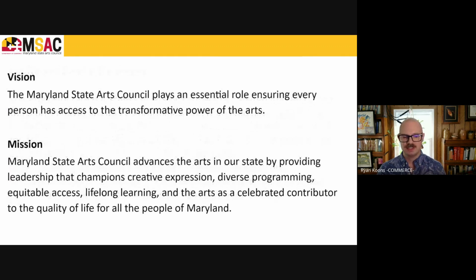Our vision is that MSAC plays an essential role ensuring every person has access to the transformative power of the arts. And our mission is that MSAC advances the arts in our state by providing leadership that champions creative expression, diverse programming, equitable access, lifelong learning, and the arts as a celebrated contributor to the quality of life for all the people of Maryland.